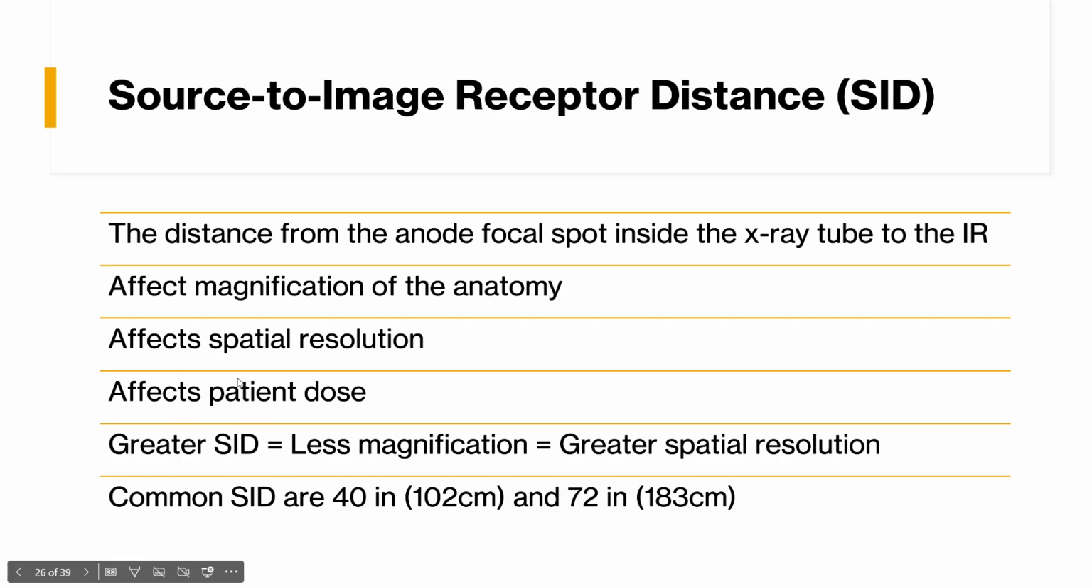So the greater the SID, so the further away from the patient, the less magnification there is, and the better resolution there is. The common SIDs are 40 inches and 72 inches. When you're in the practice lab in Academic 1, it'll be in inches, but when you're in the lab where you're going to be doing your competencies, it's in centimeters. So make sure that you learn both. 102 centimeters versus 183 centimeters.